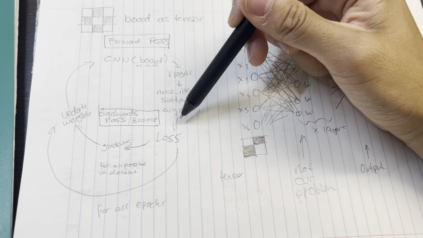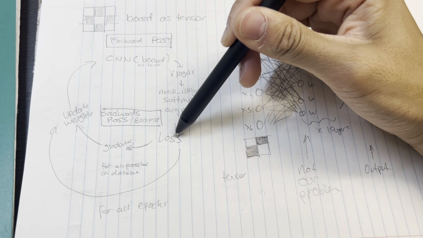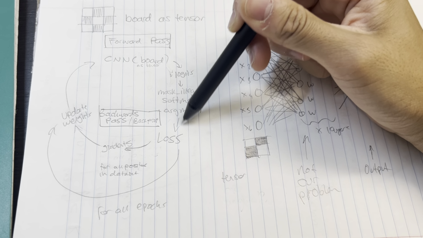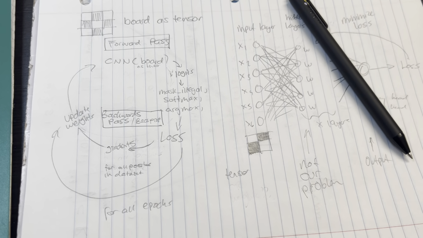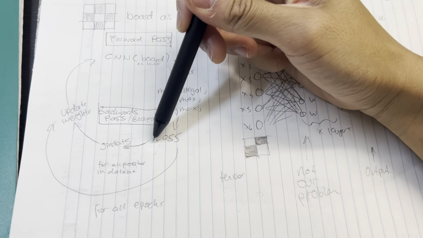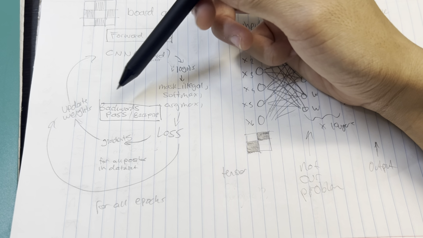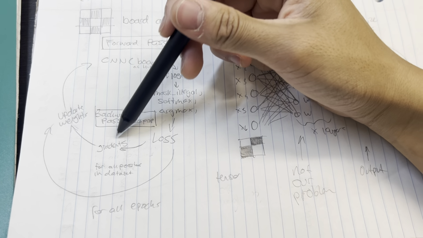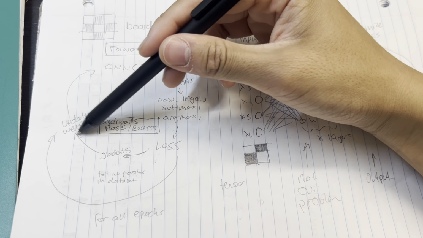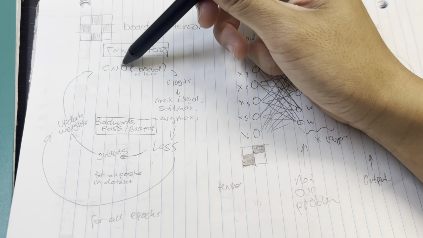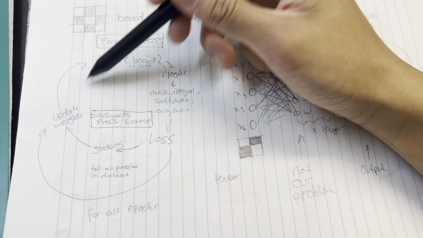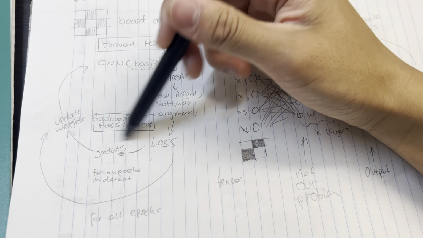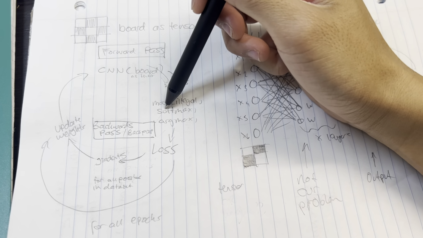Argmax does something else. We calculate the loss. How is this compared to Stockfish? And then this feeds back into editing the gradients in order to update the weights, and repeats for each position in the data set. Once we repeat for every position in the data set, we do another loop for every epoch. So you kind of see the flow going around here.